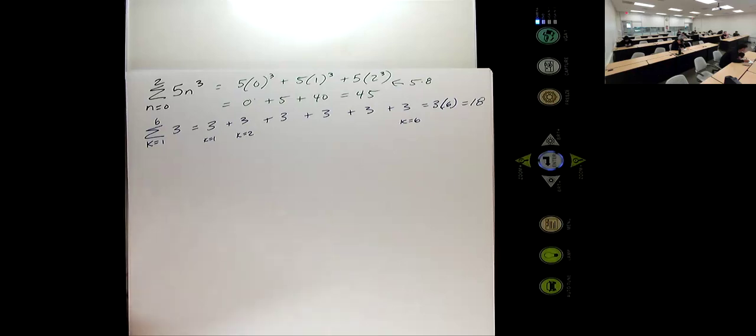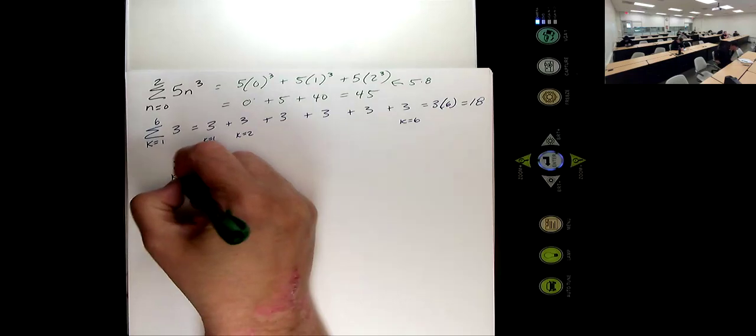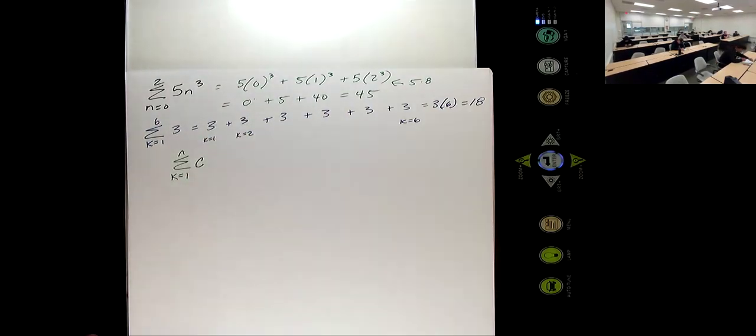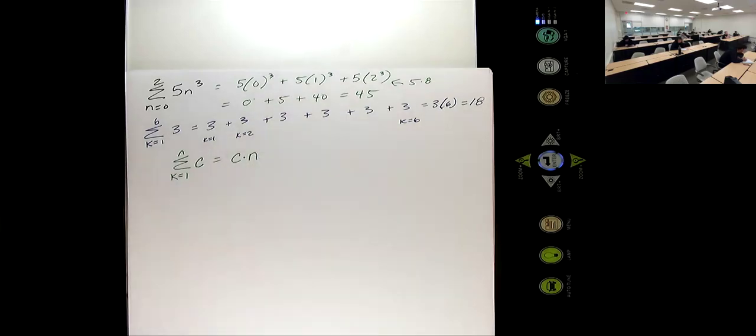So in general, a general form of this is if we have k equals 1 to n of some constant number c, the result is just c times n.